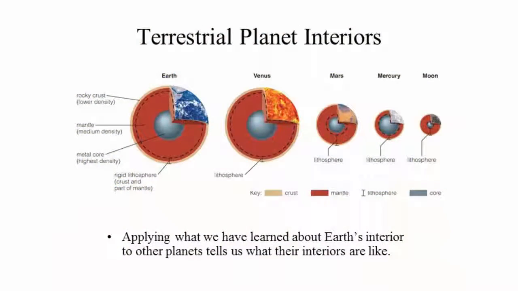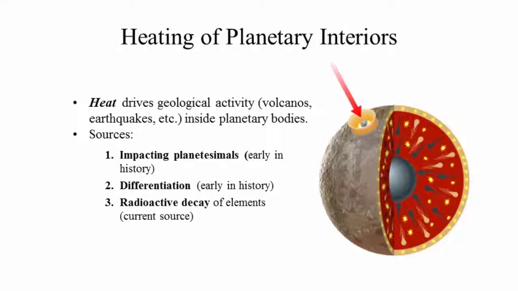Where does all the energy come from for powerful earthquakes and violent volcanoes? It comes from heat inside a planet. Heat is what drives geologic activity. Well, where does the Earth and other planets get that heat from? There are 3 main ways that heat originates in a planet. Number 1, early in the history of the solar system, impacting planetesimals carried tremendous energy with them. Their velocity as they crashed into the early planets would have been translated into thermal energy, heating up the inside of the planet.